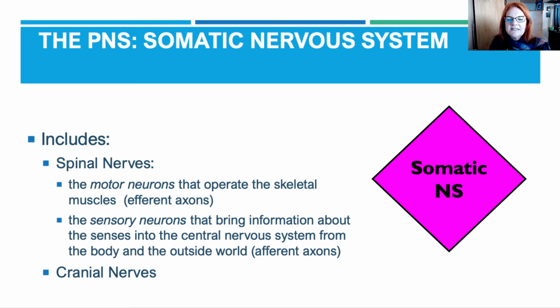The other part is the sensory neurons, and they bring information about the senses and the sensory environment around us into the brain, and they arrive from the external environment. They arrive into the brain. So they're afferent neurons. A stands for arrive, or A begins the word arrive, and A begins the word afferent.